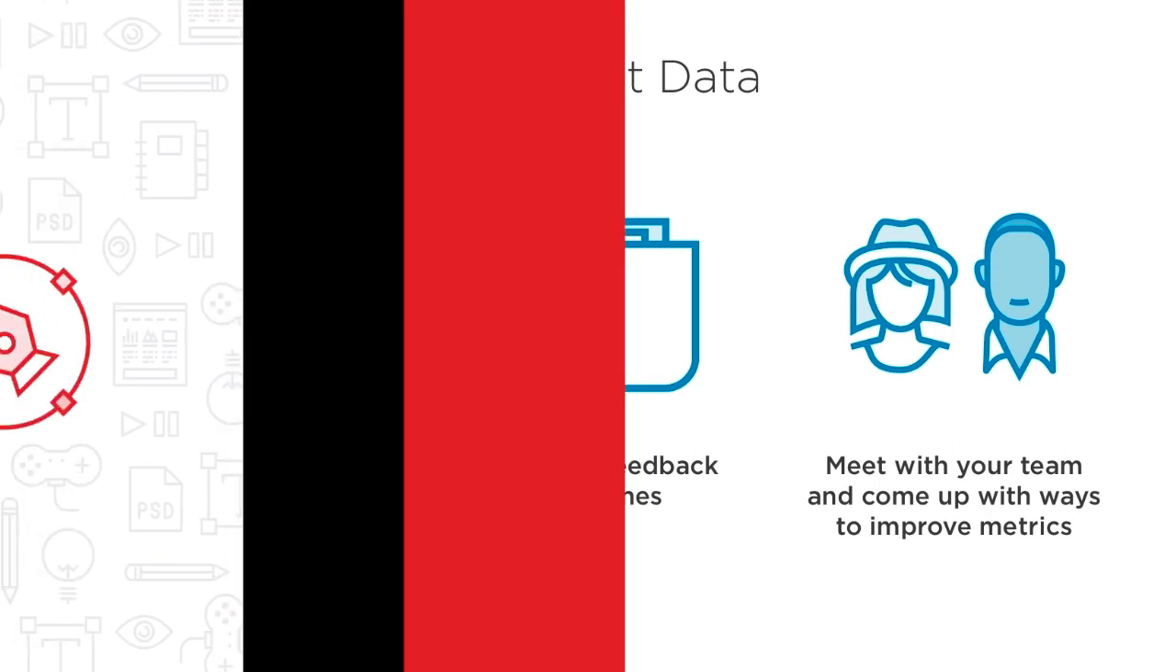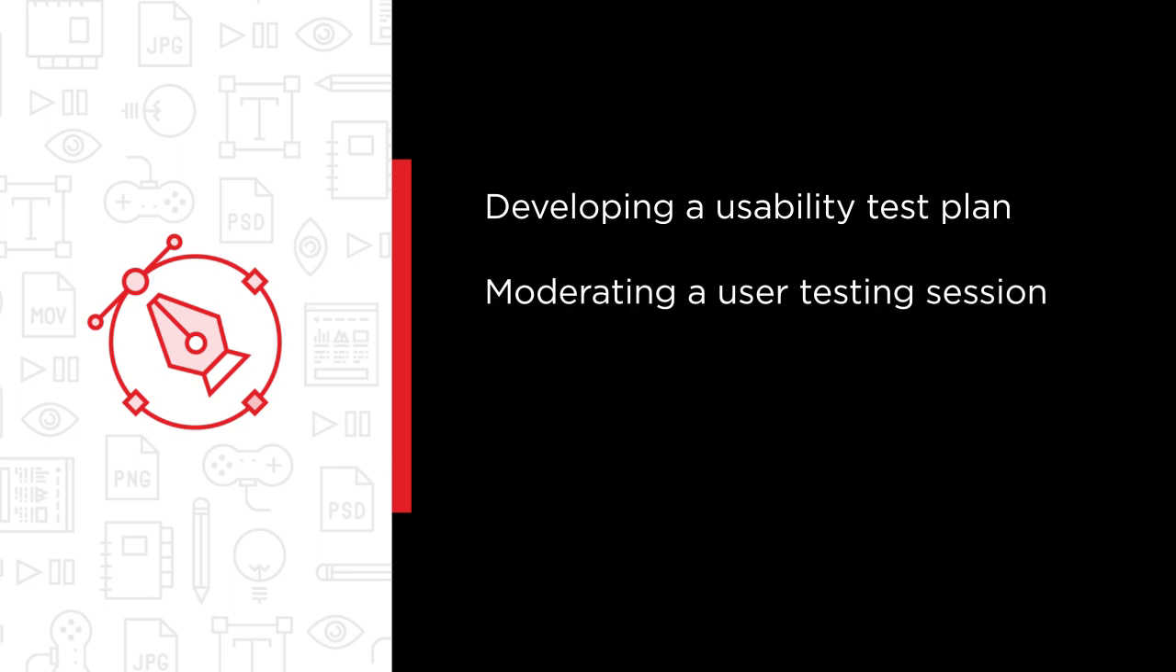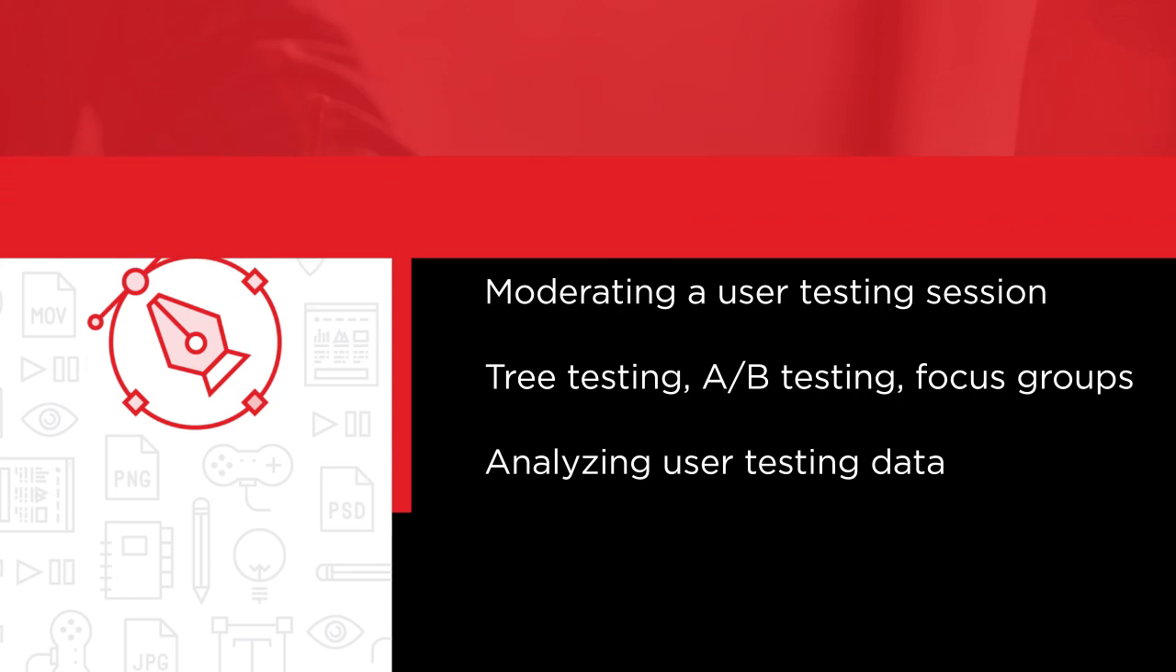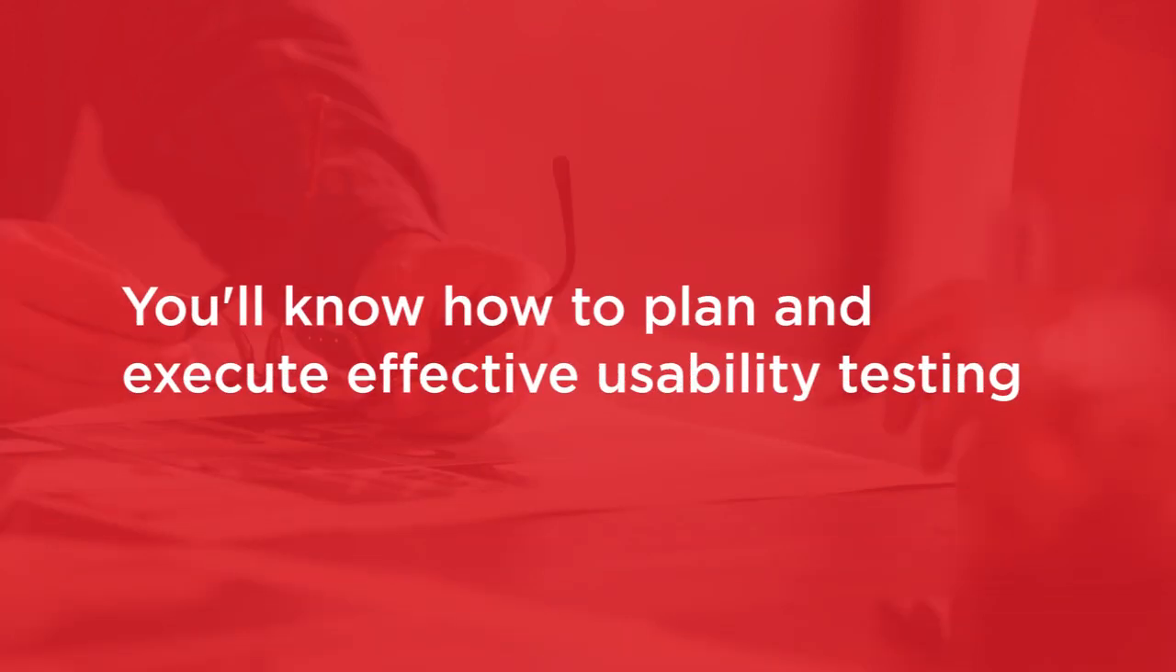Some of the major topics that we'll cover include developing a usability test plan, moderating a user testing session, many specific types of usability testing, such as tree testing, A/B testing, and focus groups, and analyzing user testing data, creating themes without bias, as well as a usability testing report. By the end of this course, you'll know how to plan and execute effective usability testing.